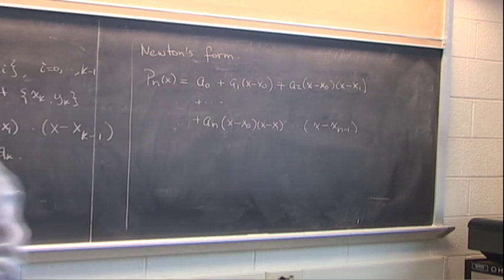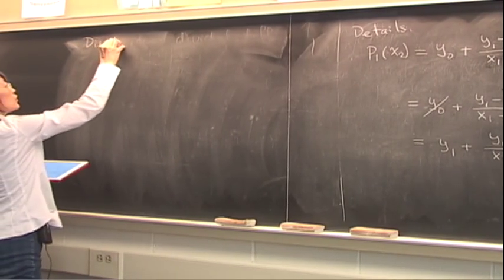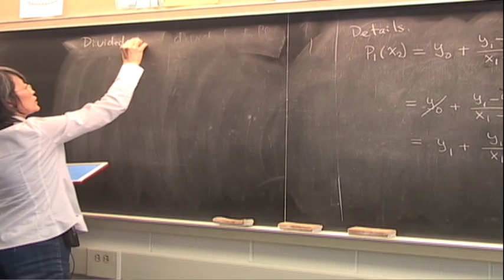Okay, so theoretically it's clear what these Ai's shall be, but we want to design some algorithm that will allow us to compute them in the most efficient way. So this is what we will cover right now. We'll have an algorithm to compute all these. These are called divided differences.